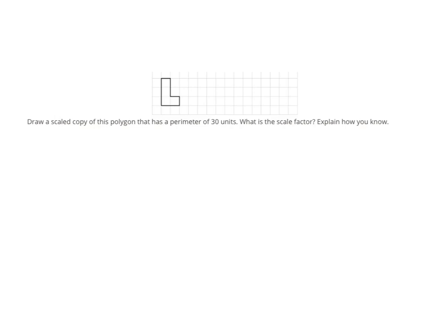So we have a polygon shaped like an L, and its original perimeter is 10, and I was able to figure that out because I have 2 units here, 1 here, 1 here. So I'm just kind of going through and marking with tick marks all the spots I need to count in order to find the perimeter. When I do that, I get a perimeter of 10 units.